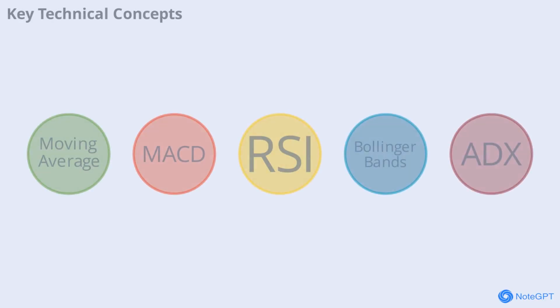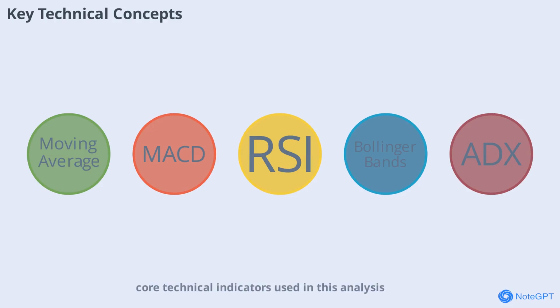Let's briefly define some of the core technical indicators used in this analysis. Moving averages smooth out price data to identify trends. The MACD measures momentum and trend direction, while RSI gauges overbought or oversold conditions. Bollinger Bands show volatility, and ADX quantifies trend strength. Understanding these concepts is essential for interpreting the signals we've discussed throughout this report.